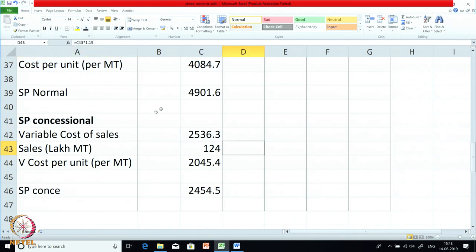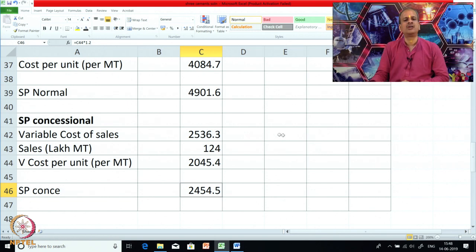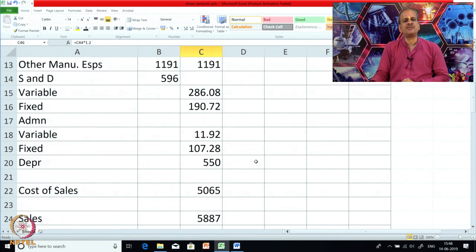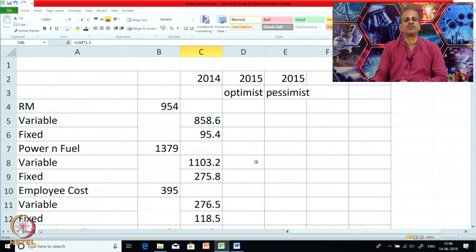So, now the regular selling price is this and concessional selling price is much lower. It is 2454 for the current year. All of you got it? Now, let us proceed for the projection. Now, raw material variable cost is known to you. How will you make optimistic projection? See, for optimistic projection, into 1.15 into 1.1.